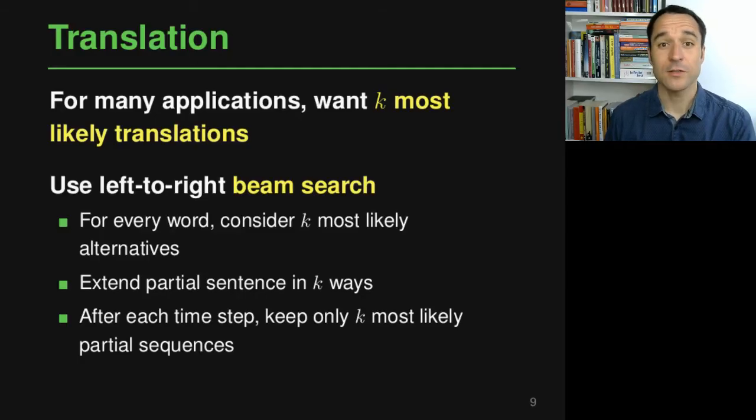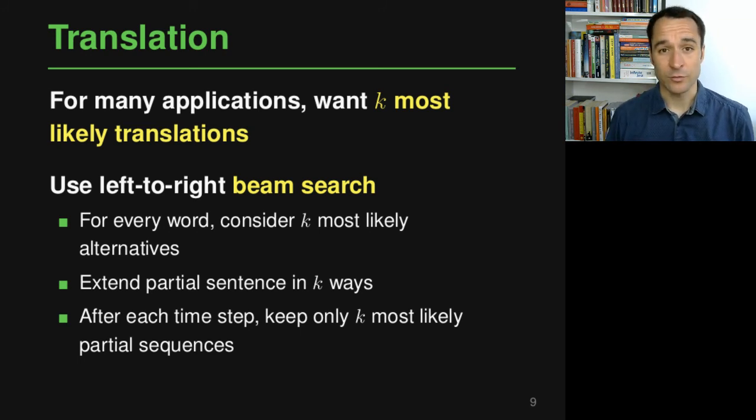So now once we have trained this kind of model, what we want to do next is to predict some output sequences for some given input sequences. So essentially we want to use it for translation. And in many practical applications, we do not just want to have one translation, let's say the most likely translation according to the model, but we want to see the k most likely translations. For example, this could be useful in case the model is wrong sometimes, because then you can look at the k most likely translations and hopefully one of them is the one that you're really interested in.